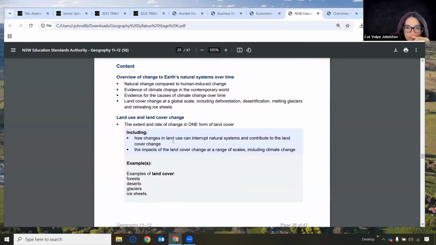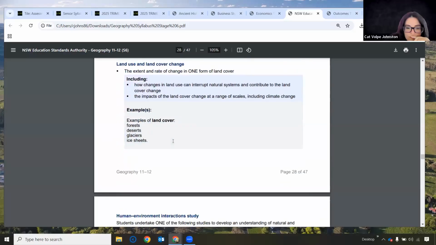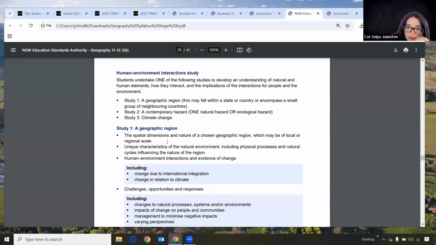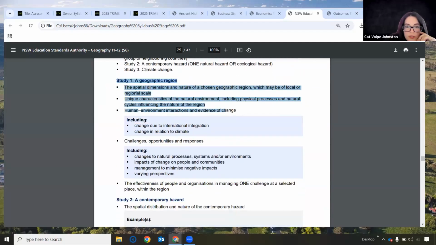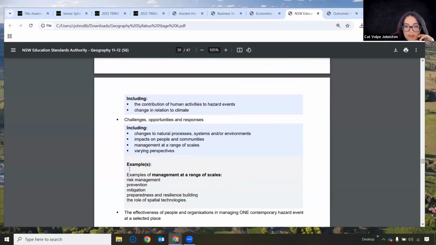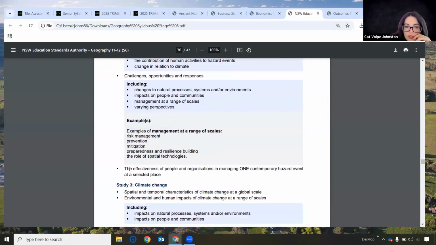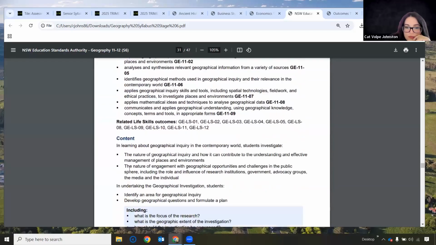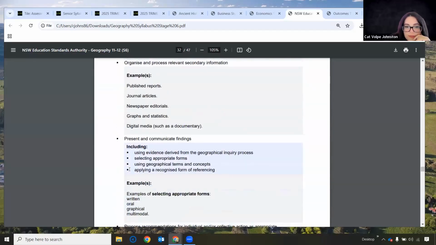A geographic region. That would be a good one because it's kind of like the case study style, which you will find very helpful. That would be a good one to do for a learning sequence because you could look at one region and look at another one for your second topic. A contemporary hazard, same sort of idea. I'm liking unit 2 and 3 so far. It's quite good. Again, don't do geographical investigation. Don't do that one.